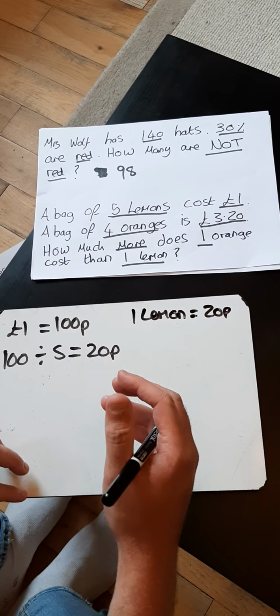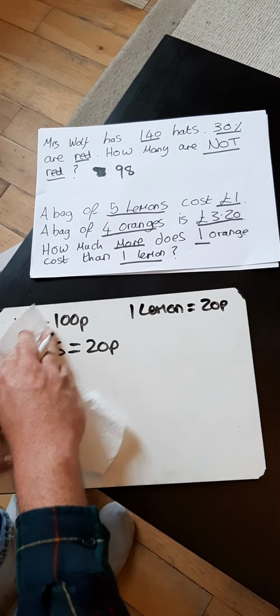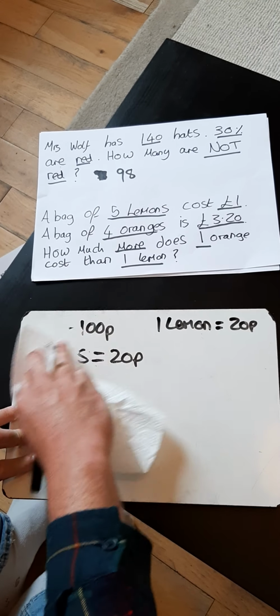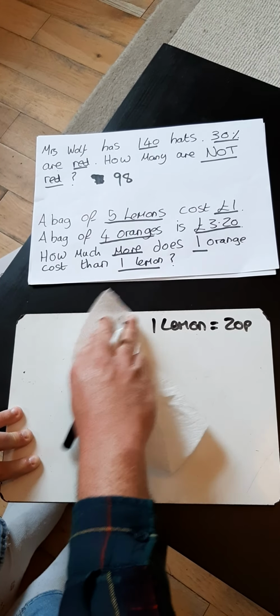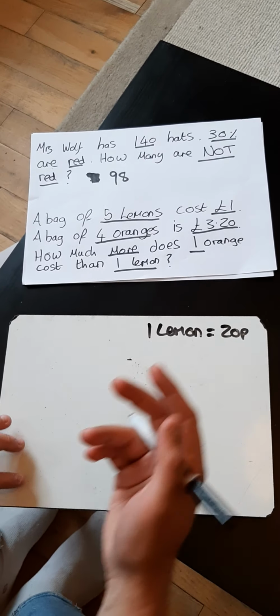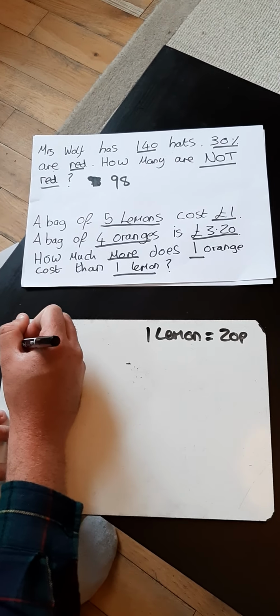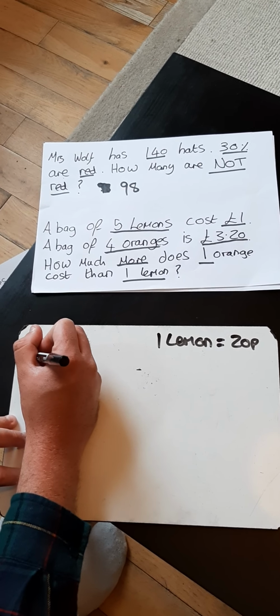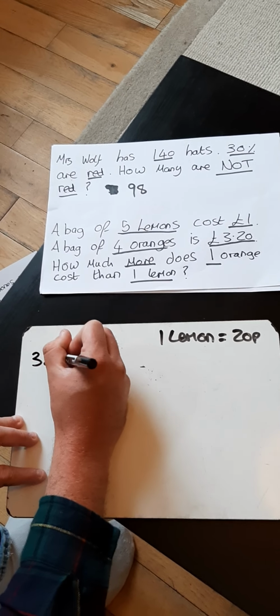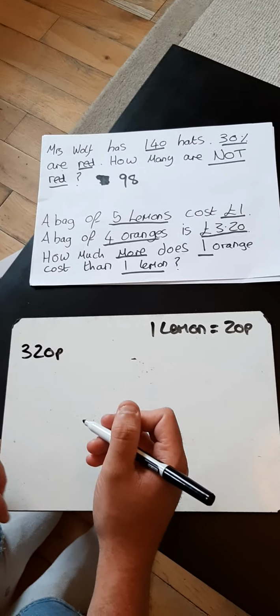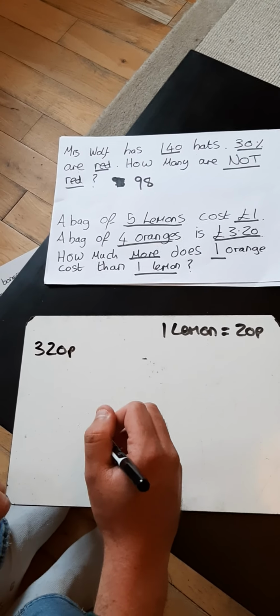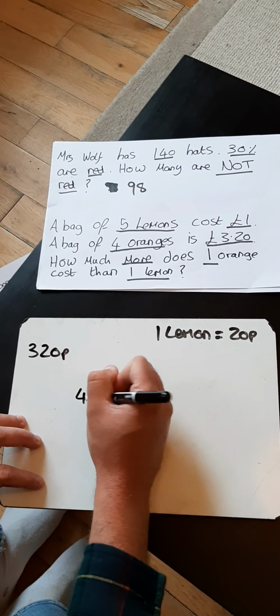Okay, now we need to find out how much 1 orange costs. So again, I'm going to convert it to pence. Don't have to. We know that it will be 320 pence. So I'm going to do division. I've got to divide it by 4. So let's use our bus stop method.